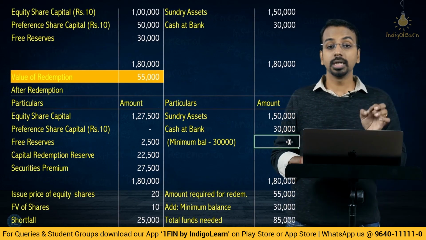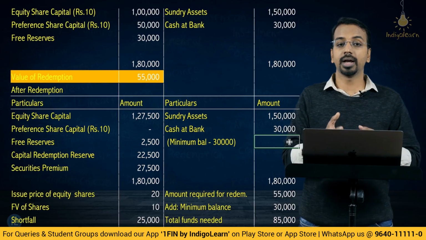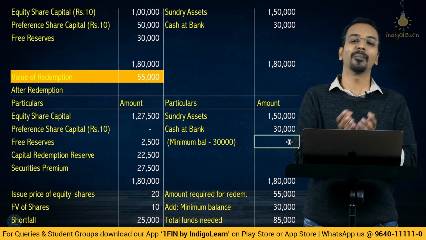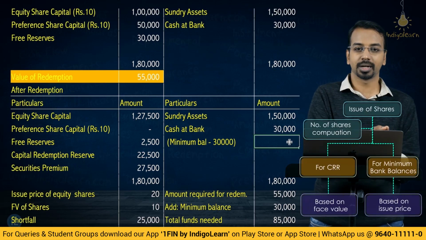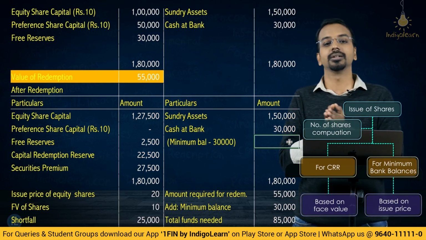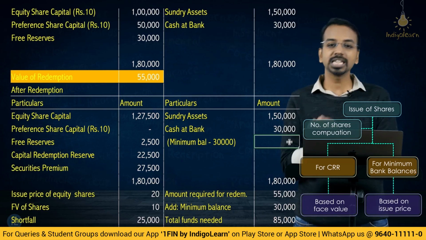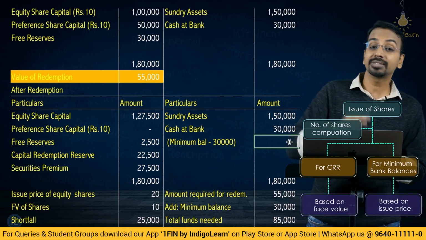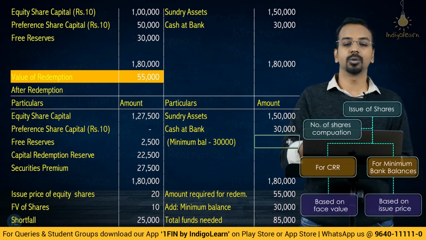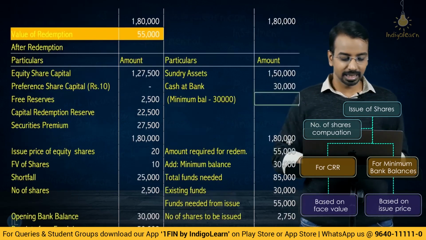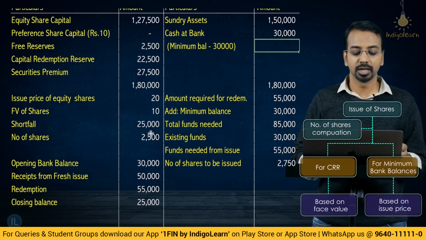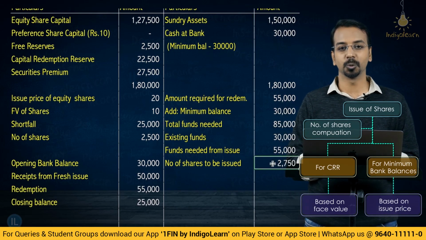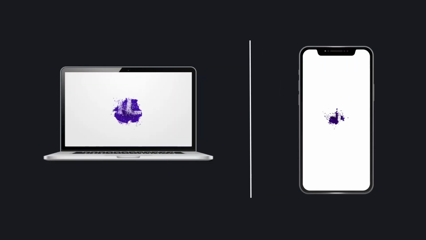Now the only thing that you need to be careful when you handle these kind of problems is you need to check, are you computing number of shares from CRR perspective or from bank balance perspective. If it is from CRR perspective, you have to calculate using face value. If it is from bank balance perspective, you have to calculate using the issue price. And then if there is a conflict kind of situation, you have to see whichever is higher, those are the number of shares that are to be issued.